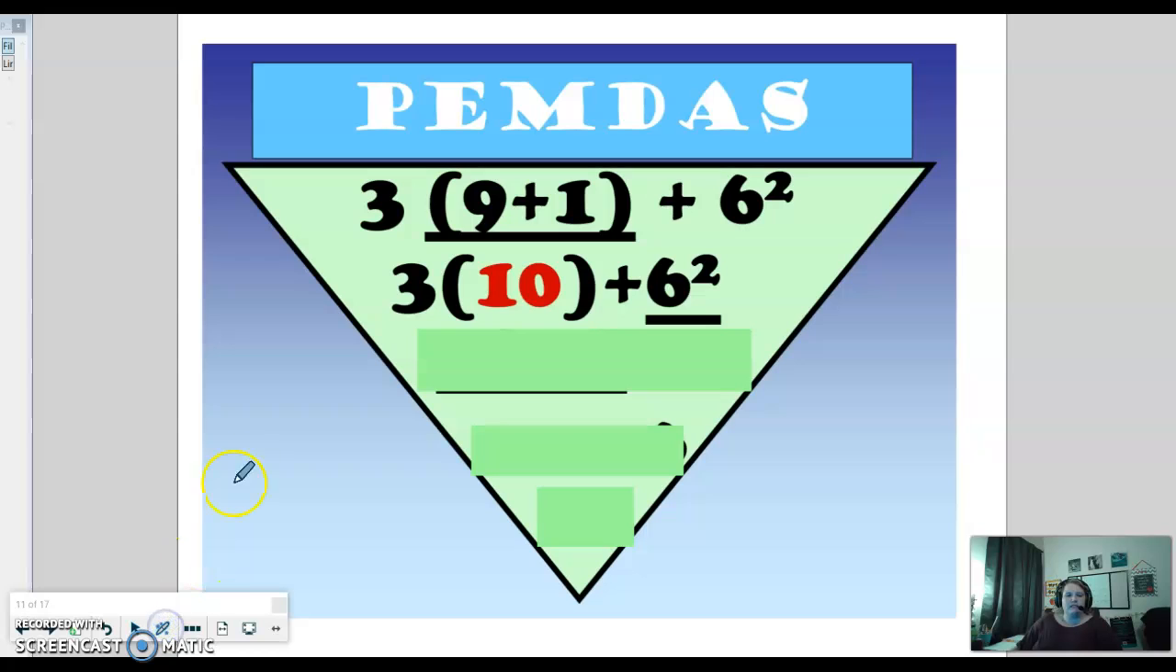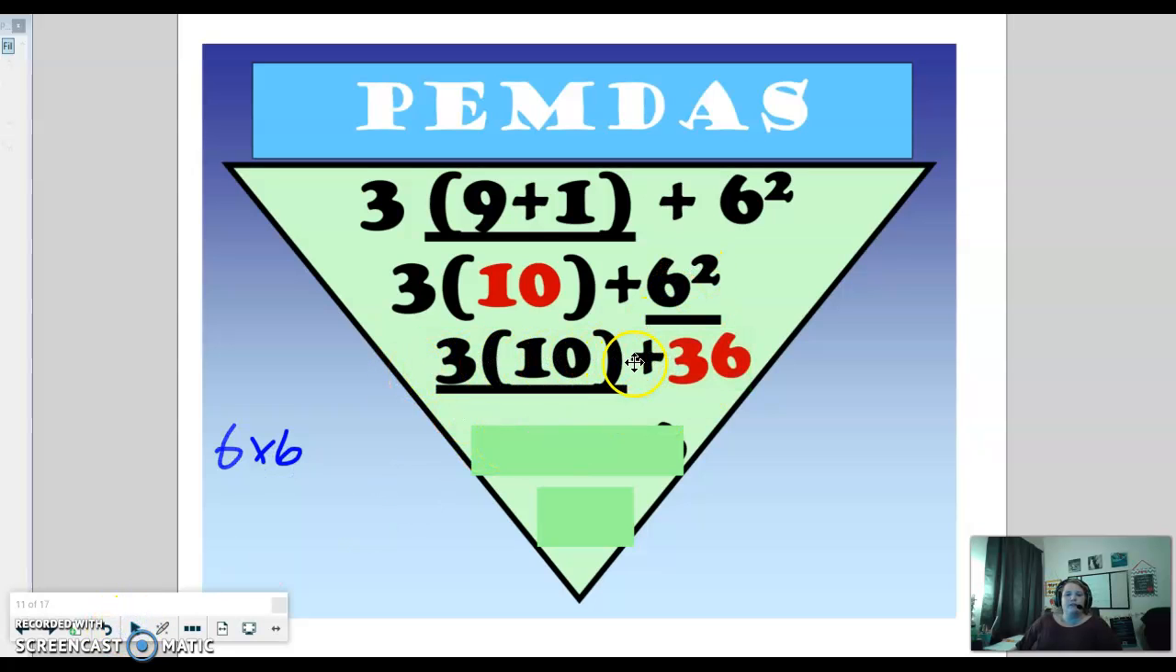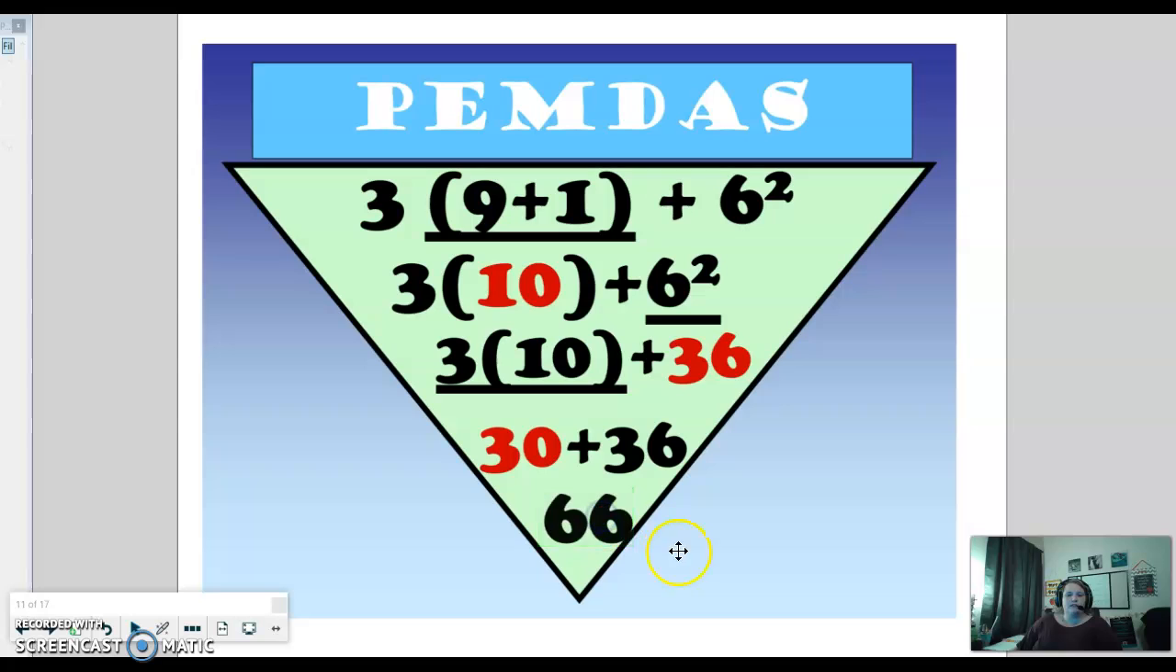My exponent is 6 to the second power. That represents 6 times 6. 6 times 6 is 36. I bring everything else down with it, and I still have my 3 times 10 plus 36. I said times over here, so I've got to multiply next. 3 times 10 is 30, and then I'm going to bring down that plus 36. Now I just have one row left to solve. 30 plus 36 is 66.